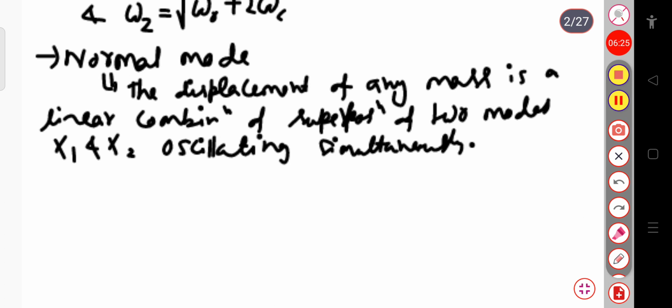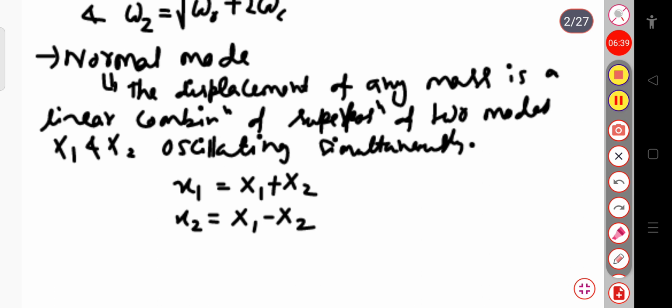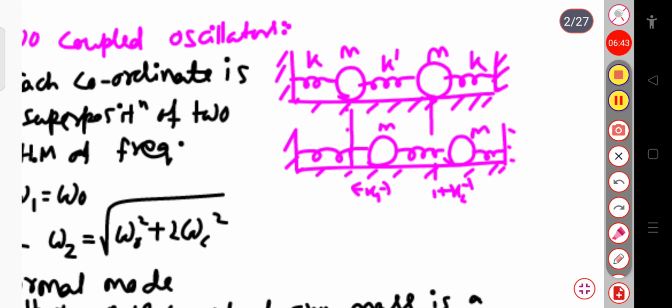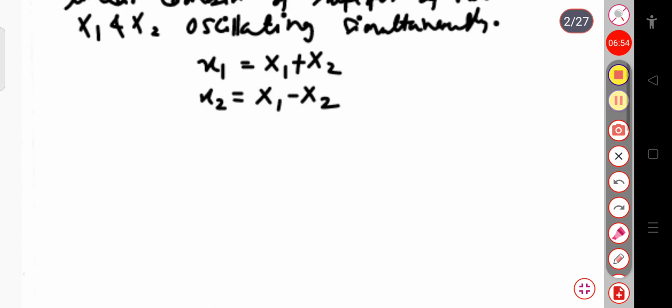Here this small x1 is equal to capital X1 plus capital X2, and small x2 will be equal to capital X1 minus capital X2. That is basically, if we say the two masses, masses 1 and 2, they can move in the same direction or they can move in the opposite direction. So depending on that, we can write here.